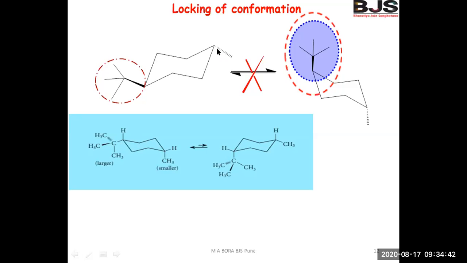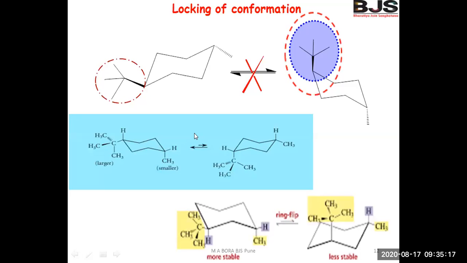Now, a small group like methyl can be equatorial or it can be axial. That does not decide the stability, but the stability of the molecule is decided by the bulky group orientation, and it is observed that such a cyclohexane molecule, even though it has all C-C single bonds, C-C bond rotation is possible, but it does not happen, and the molecule gets locked in only one conformer where the bulky group is at the equatorial position, and this is called locking of conformation.